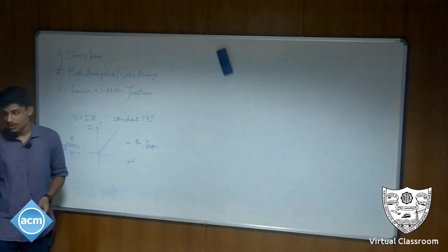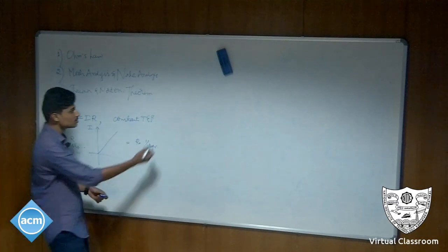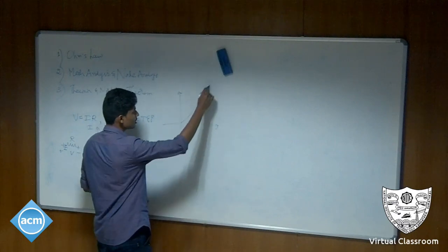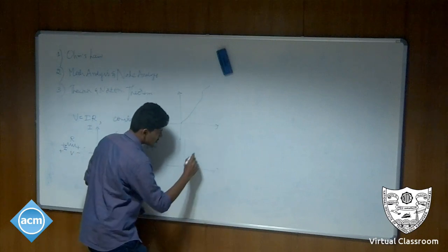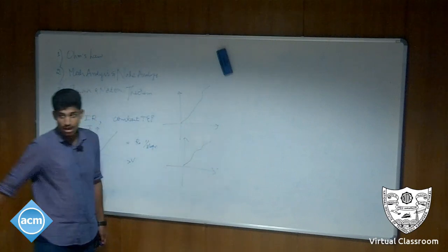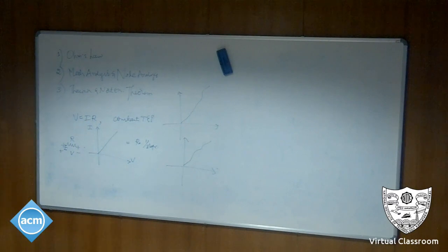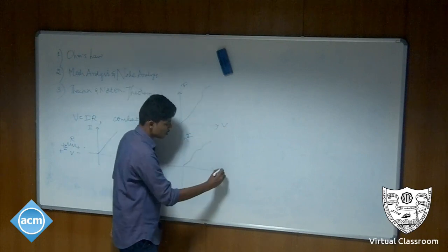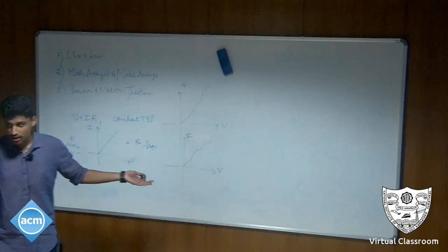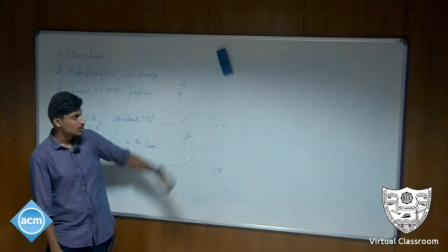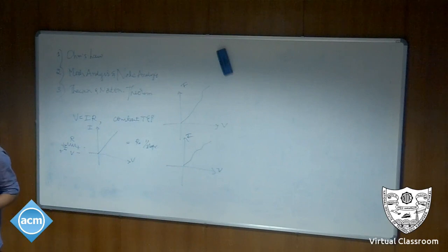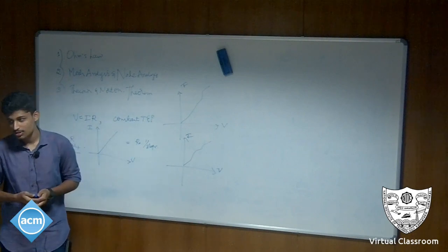But in actual circuits, when you do analysis in the lab, in practical scenarios, you get something like this. Why do you get something like this? Any idea? When you do it in practical electronics, you don't get a straight line. You get errors at higher voltages and higher currents. One of the reasons is the structure of the resistance.